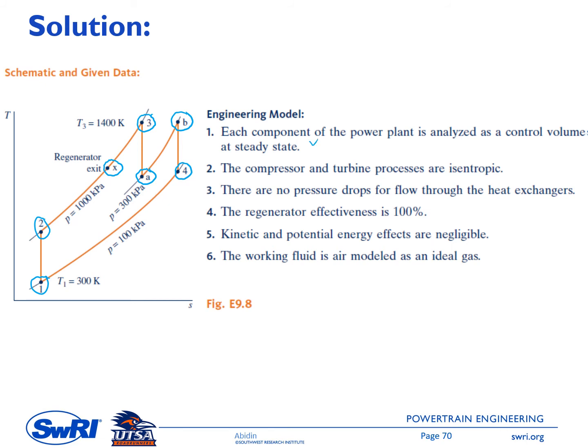And the right side is the engineering model. So each component is analyzed as a control volume at steady state, and then the processes inside the compressor and turbines are isentropic, and there is no pressure drop for flow through the heat exchangers. So we have three heat exchangers. One is the main combustor, second is the reheat combustor, and the third is the regenerator. And then the regenerator effectiveness is 100%, and we can ignore the effect of kinetic energy and potential energy, and the working fluid is air and can be modeled as an ideal gas.